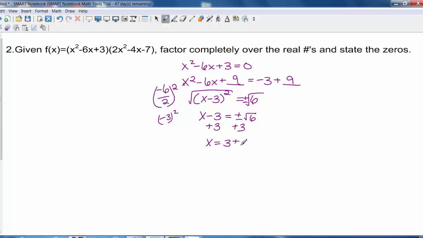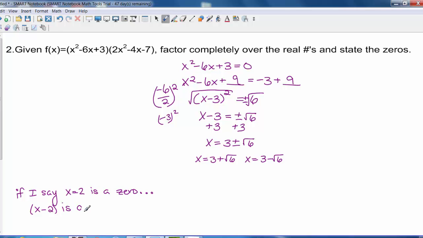So what I've determined here is I've come up with 2 zeros for this factor. I've come up with the zero, 3 plus the square root of 6, and the zero, 3 minus the square root of 6. Now remember, over the past week we've been looking at polynomial functions where I've given you a zero and said, what are the factors? And I'm going to write this here, but you don't have to write this. If I say x equals 2 is a zero, what can you tell me? You've been telling me, well, that means x minus 2 is a factor.